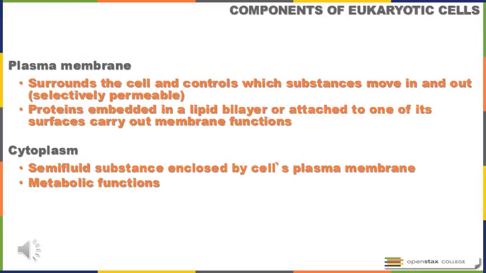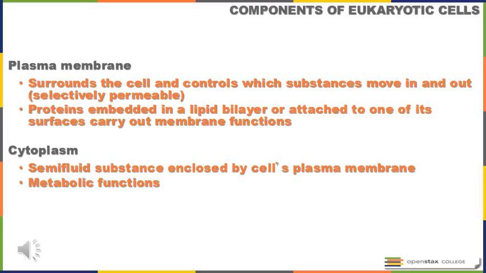Components of eukaryotic cells. We'll talk just a brief moment about the plasma membrane, and then at the end of the lecture we'll talk in depth about it. But basically it is this lipid bilayer, which is just a fancy way to say that we have this fatty component that has created two layers that surround the cell.